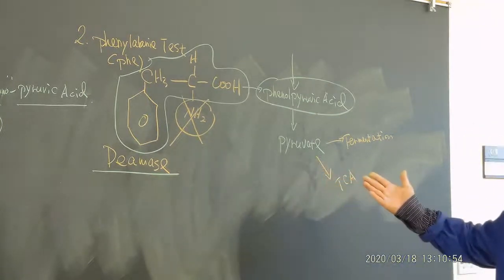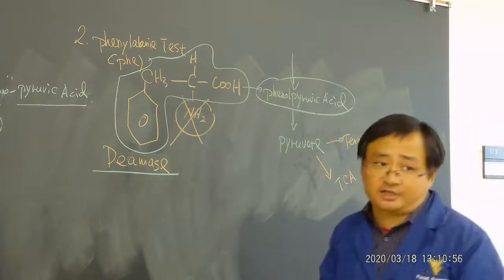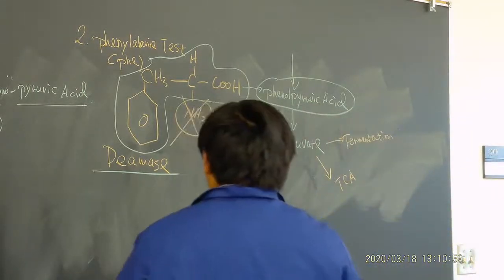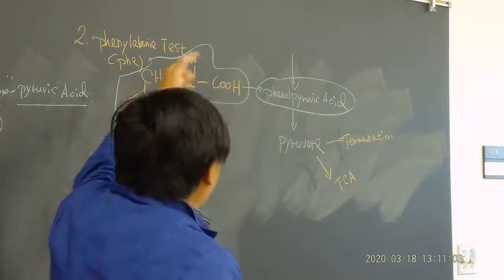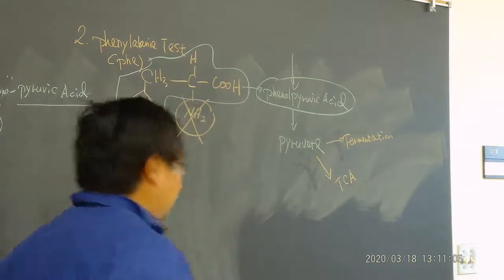Now the question is, how do we know it's phenylalanine test positive? So let's say the bacteria has deaminase, which takes out this amino group, and you have this phenylpyruvic acid. How do you know it is positive?